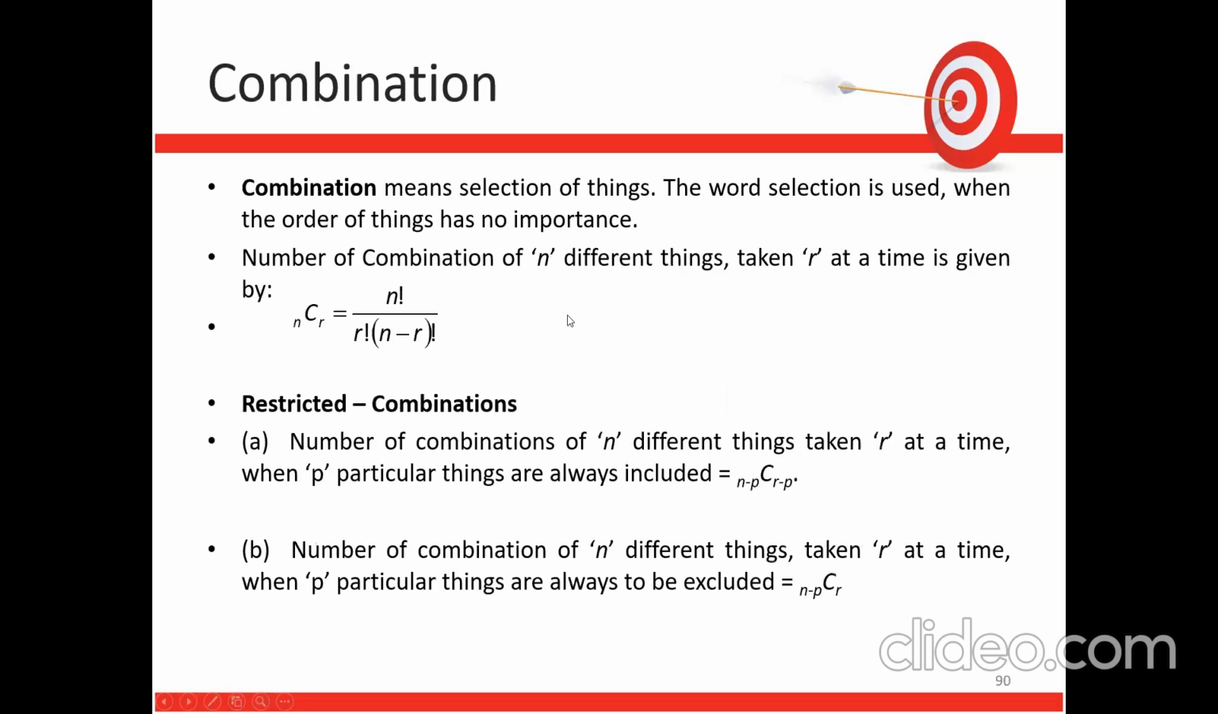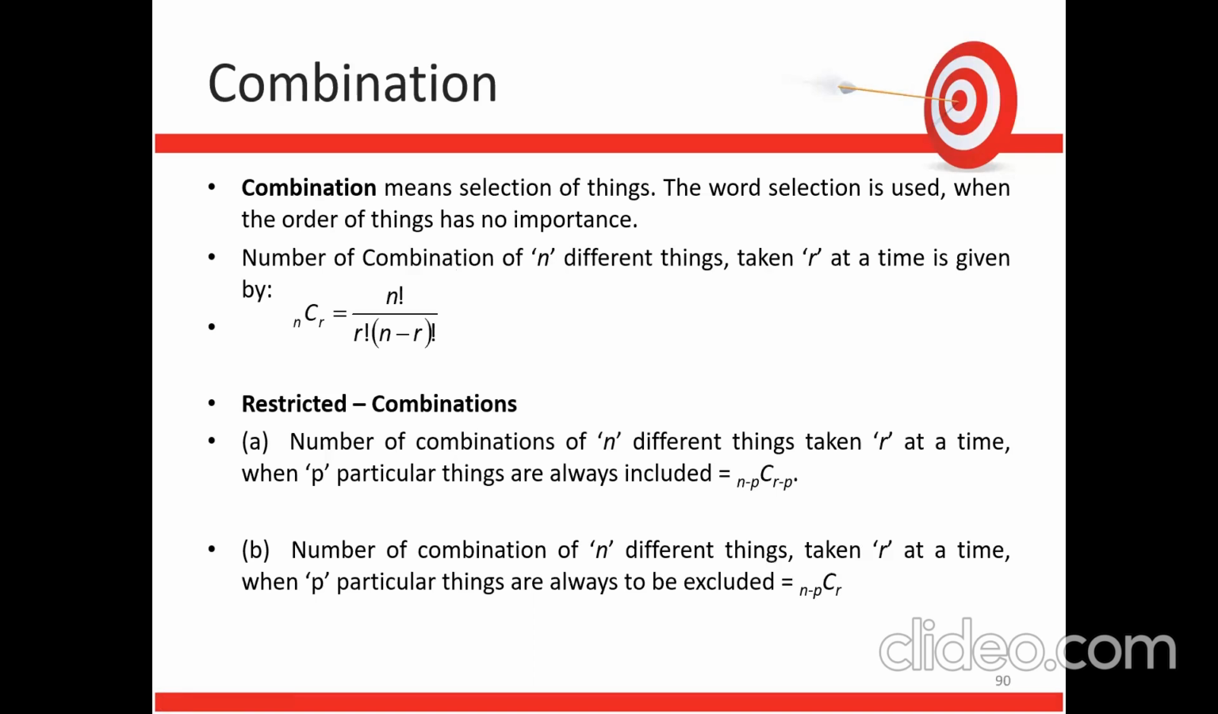Next, combination. Combination means selection of things. The word selection is used when the order of things has no importance. It is like AB and BA, 12 and 21. So the number of combinations of n different things taken r at a time is given by nCr = n factorial over r factorial times (n minus r) factorial. So it is restricted combination.